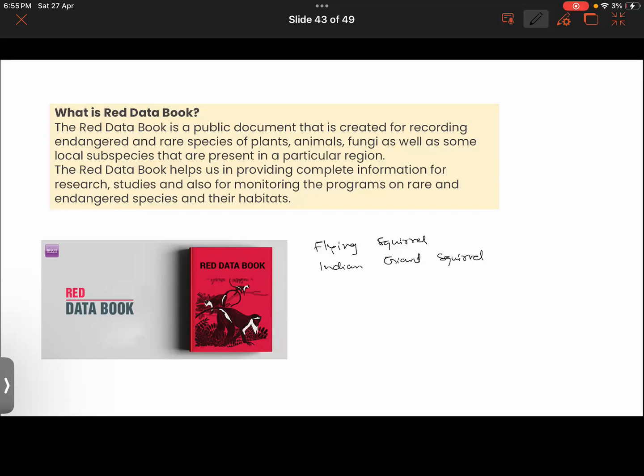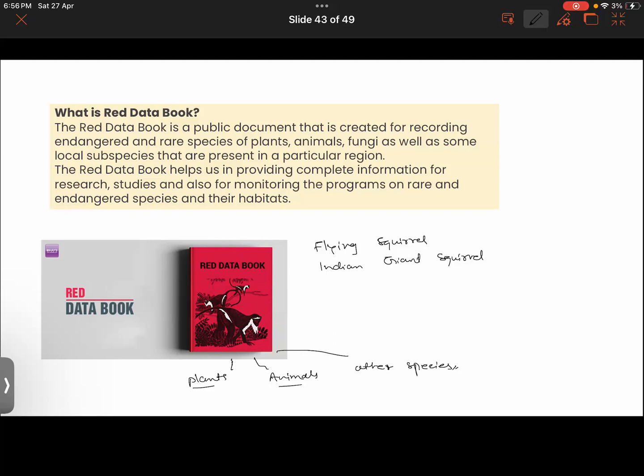It is being published in different countries right now. All of them will consist of the list of those species which are in danger of becoming extinct. Also, there are different data books for plants, for animals, and for other species. One kind of data book will be for plants only, another for animals, and some other for other organisms which do not fit in the plant and the animal category.